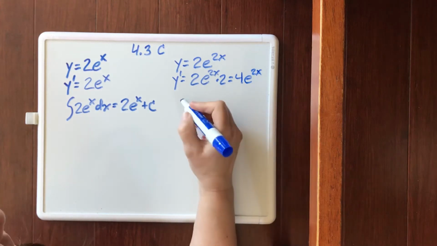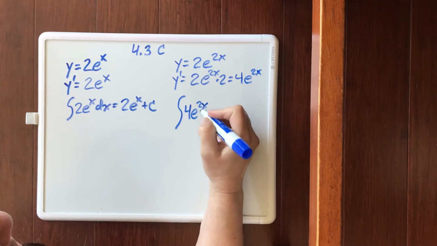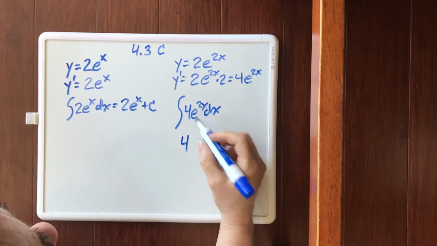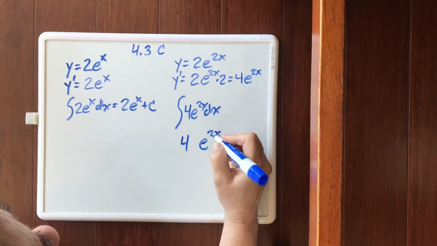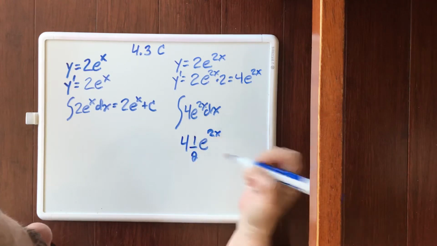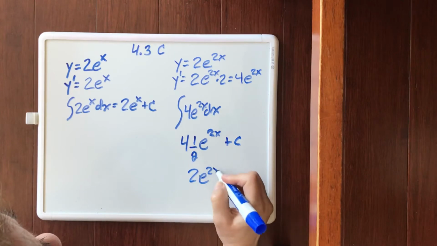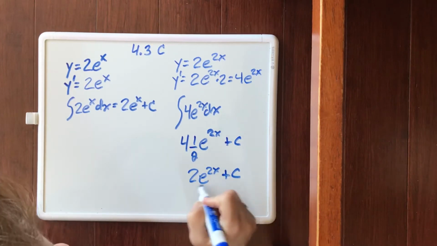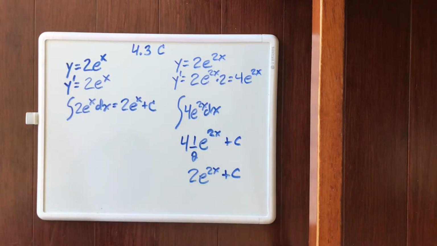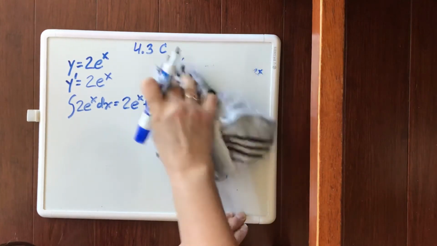Okay, so if we were to integrate 4 e to the 2x, what we do is we keep the 4, we keep the e to the 2x, but since we're integrating, we're going to instead divide by the 2 plus c. So we have 2 e to the 2x plus c. And that is what we started with right here. Okay? All right, we're going to use that same thing in doing a different problem.